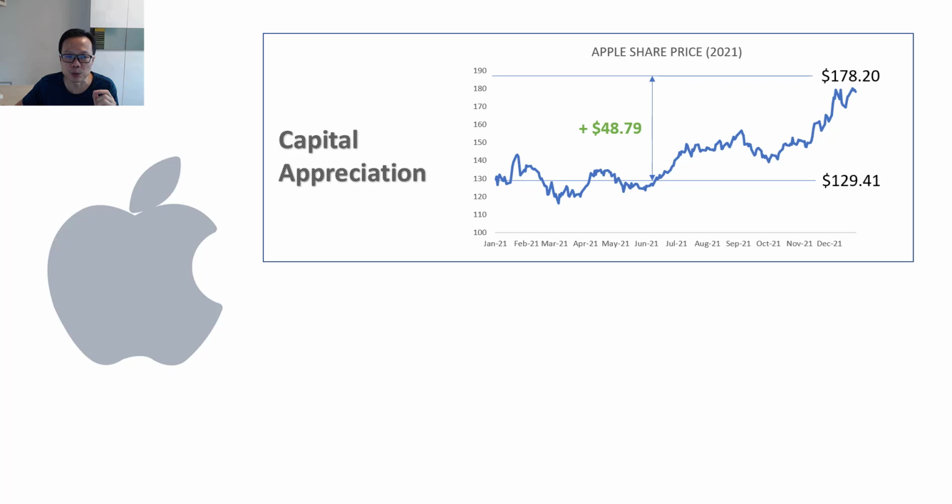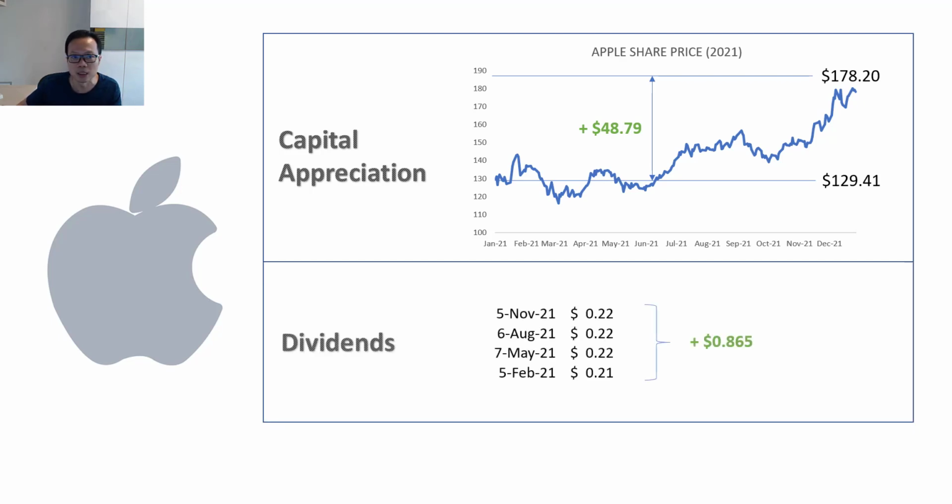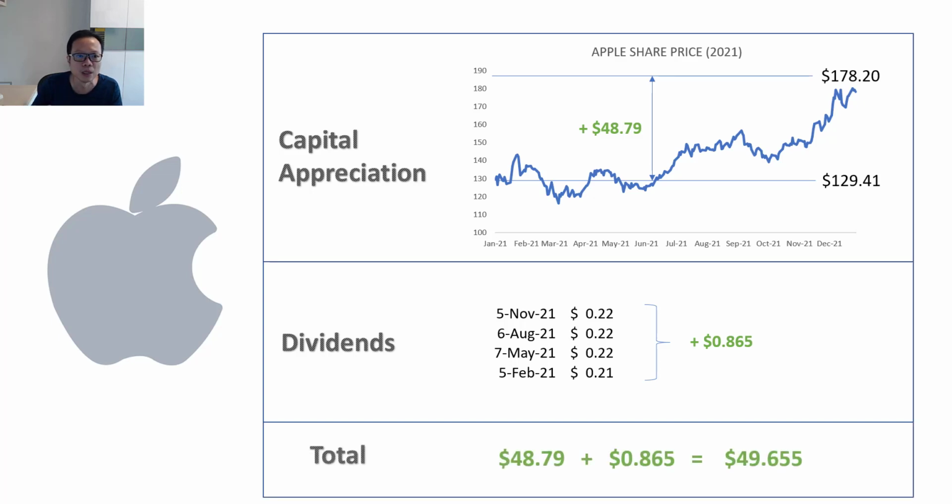Then at the end of 2021, the share price increases to $178.20. So that means that for each share of Apple that we hold, we make $48.79 on it. But that is not all, because Apple also pays dividends. In 2021, it paid dividends 4 times, with an amount totaling 86.5 cents. So if you include dividends, all in all, you made $49.65 on each share of Apple that you hold.